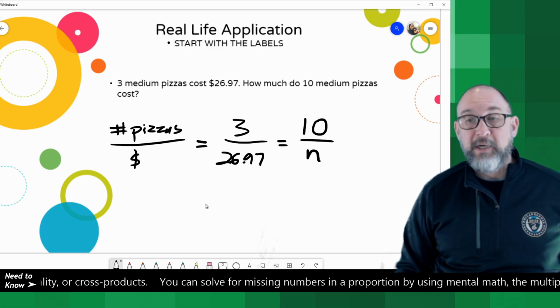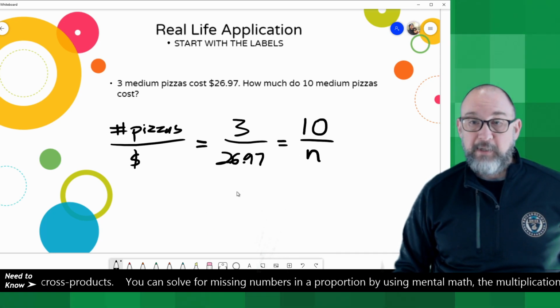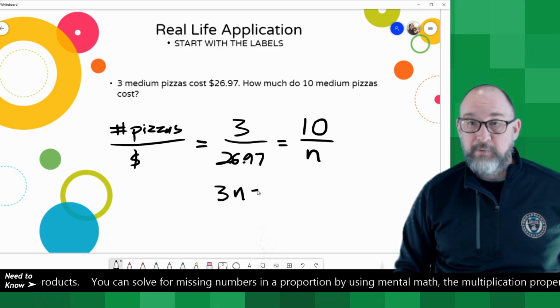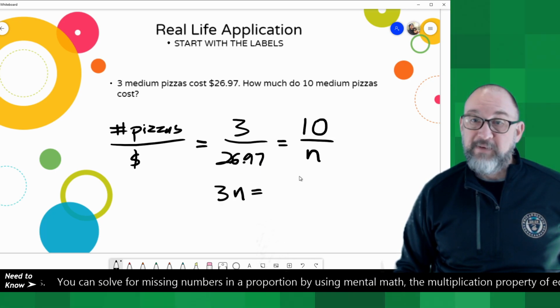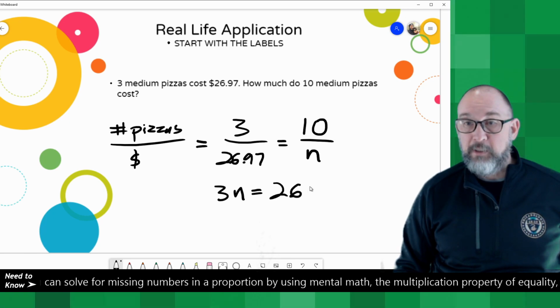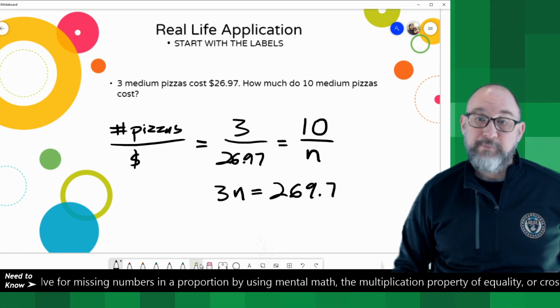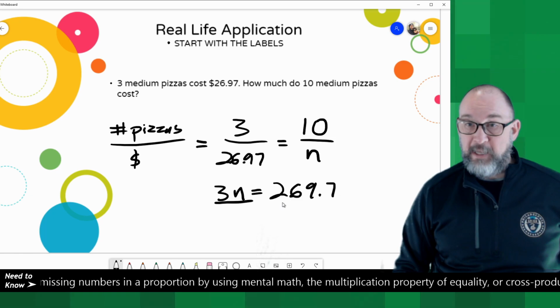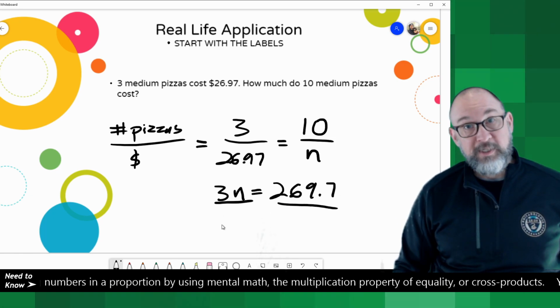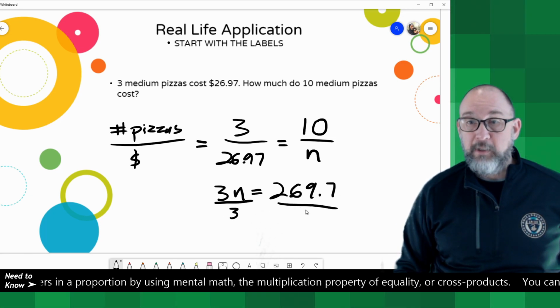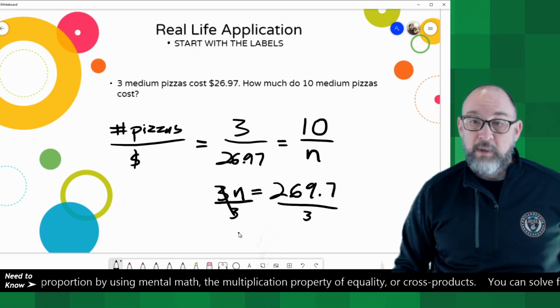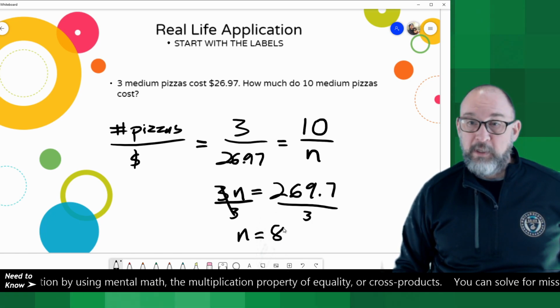Then to solve, I'm going to use my cross products. 3 times n is 3n, and 10 times 26.97 is 269.7. Then to find the value of n, which remember is going to be the cost of 10 pizzas, I divide by 3. And n equals 89.9.